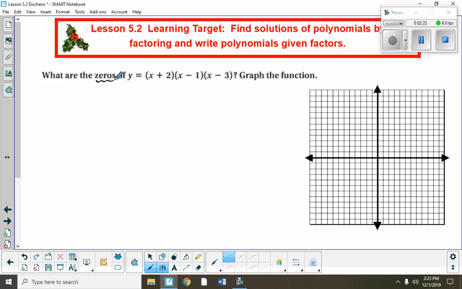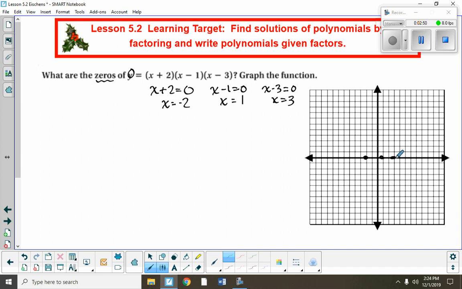And so if we set y equal to 0, we would set each factor equal to 0 to find the x-intercept. So x would equal negative 2. So at negative 2, we can put an intercept. x minus 1 equals 0, x equals 1, that is a solution. And then x minus 3 equals 0, so x equals 3 is a solution.